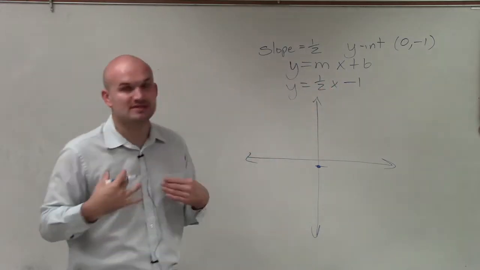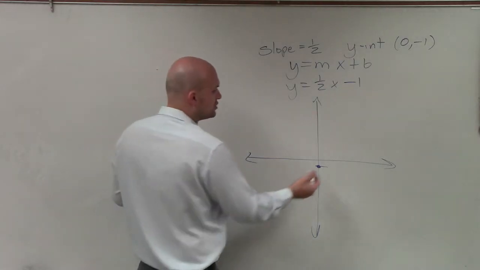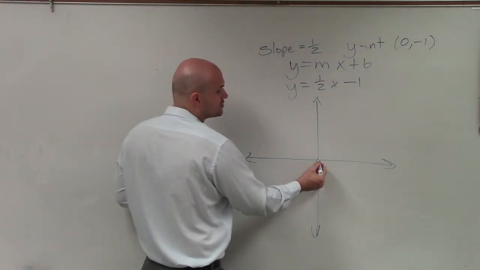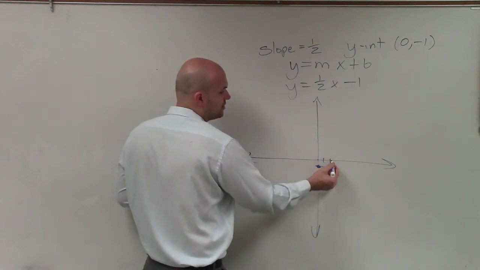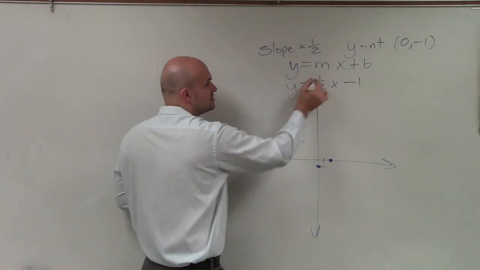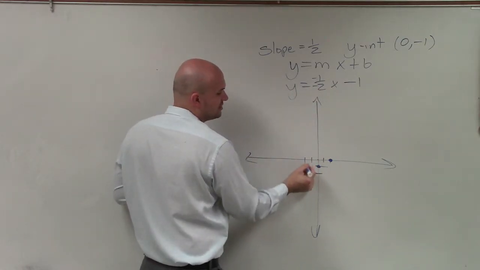Now remember, the slope represents the change in y over the change in x between any two coordinate points. So the change in y would be up 1, and the change in x is 2, and that's positive, so I'm going to go over 2, up 1. I could also say that the change in y is negative and the change in x is negative, so I could go down 1 and to the left 2.